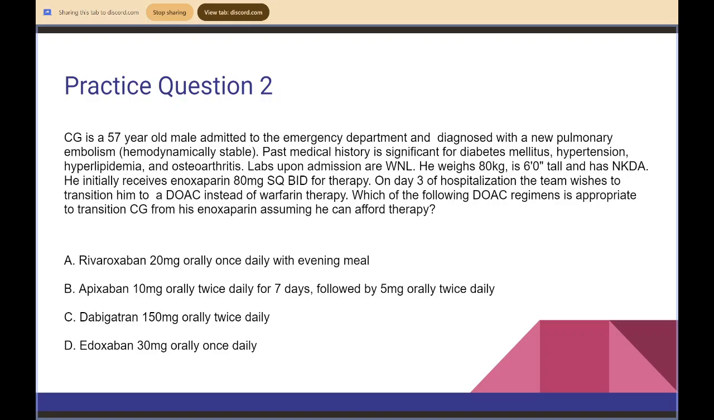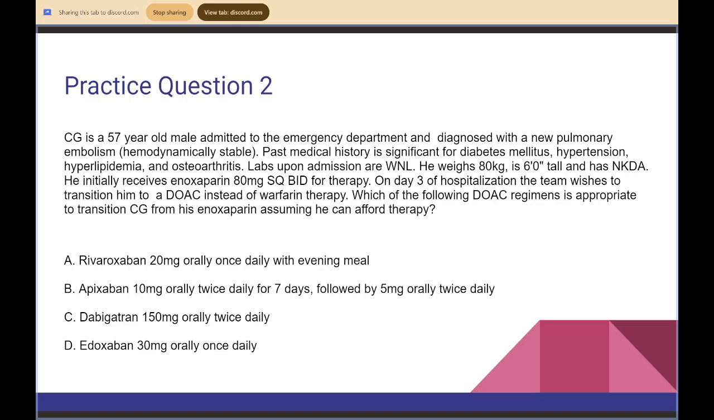Practice question 2. CG is a 57-year-old male admitted to the ED and diagnosed with a new PE, and the patient is hemodynamically stable. Past medical history is significant for diabetes mellitus, hypertension, hyperlipidemia, and osteoarthritis. Labs upon admission are within normal limits. Weighs 80 kilograms, 6 feet tall, and has no known drug allergies.